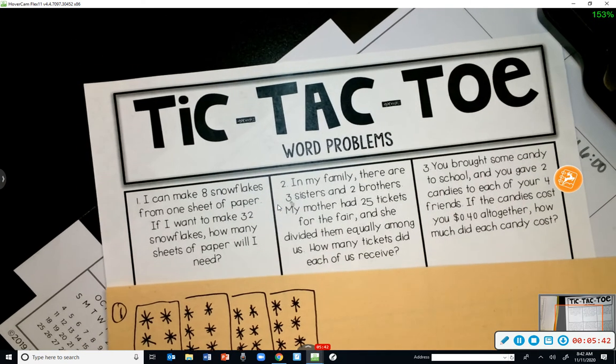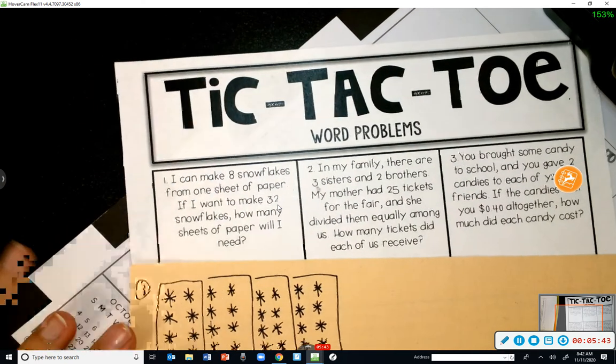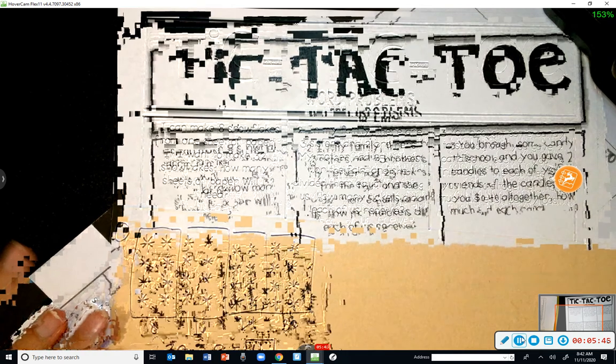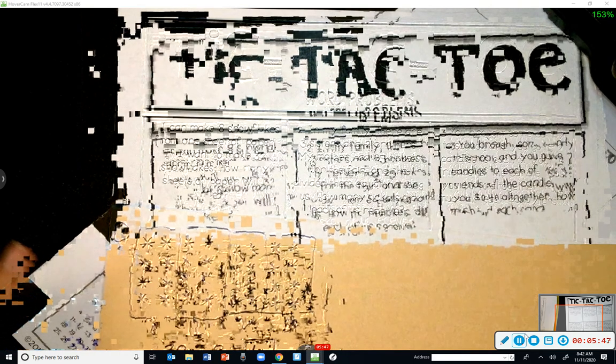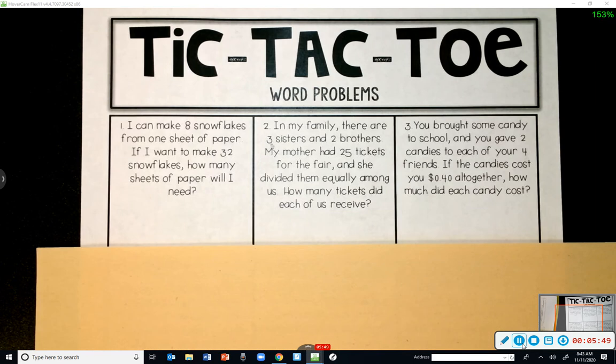In my family, there are 3 sisters and 2 brothers. Okay, starting over, Kelsey, can you read that again? In my family, there are 3 sisters and 2 brothers. My mother had 25 tickets for the fair, and she divided them equally among us. How many tickets did each of us receive?